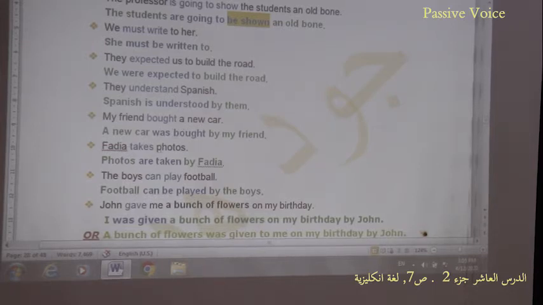Now Fadia takes photos, and takes is a verb in the present simple. It's in the first form plus s because Fadia is a singular noun. So we start with the object. Pay attention. Here Fadia is a singular noun while the object is a plural noun. So we use are, because here we have photos in the plural form. So photos are taken. Take, took, taken. So photos are taken by Fadia.